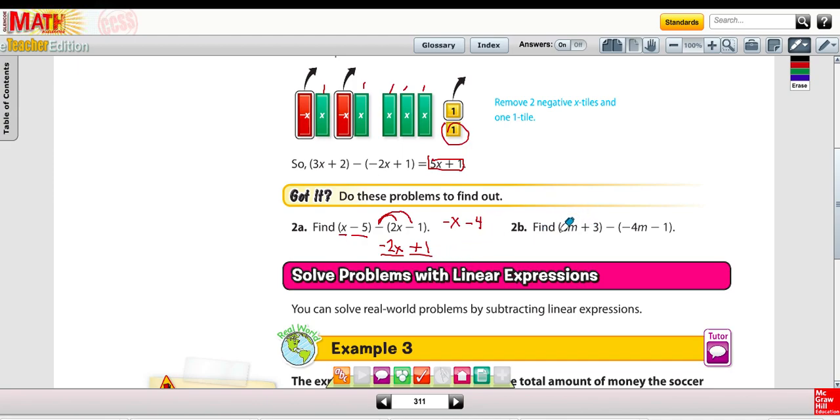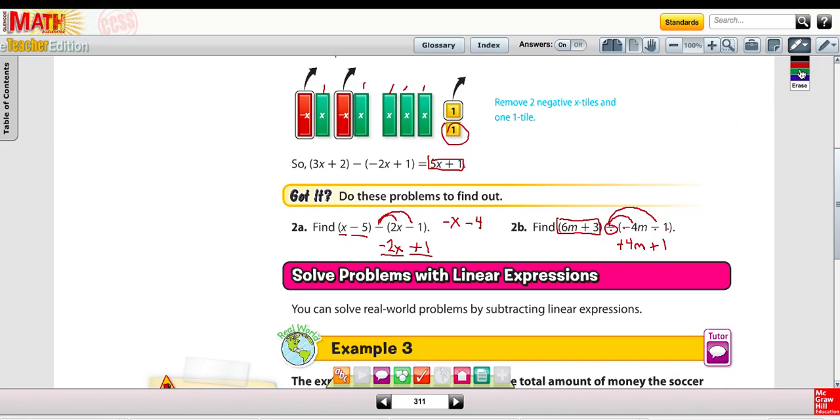Okay, notice that I've been leaving this first binomial alone for right now because there's no negative sign out front. I can kind of ignore that for a second. This is what I want to pay attention to: the minus sign that gets distributed to the second binomial. So we have a negative 4m, which turns into a positive 4m, and a negative times a negative 1 turns into a positive 1.